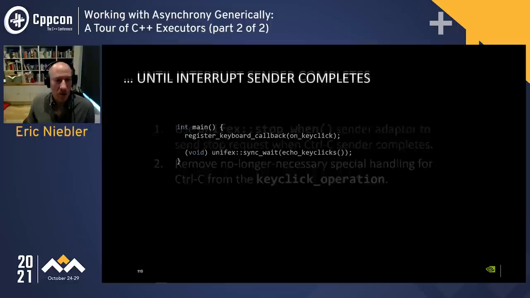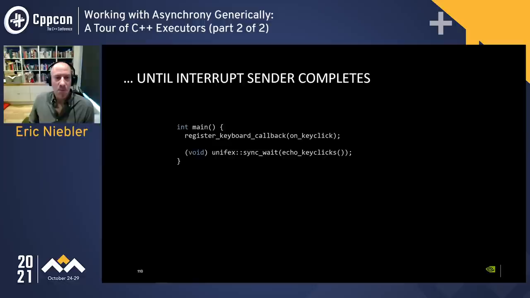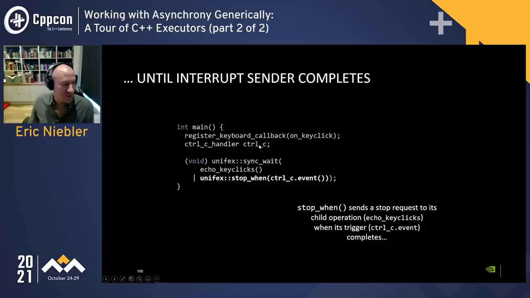Okay. So if you recall, this is where we left our main function. We're sync waiting on this echo key clicks coroutine. And what we're going to want to do now is declare our control C handler to register our callback with the operating system. And then we're going to call this stop when function. Stop when control C. So I'm going to keep executing this coroutine, which echoes the key clicks in a loop. And then it should stop when I hit control C.